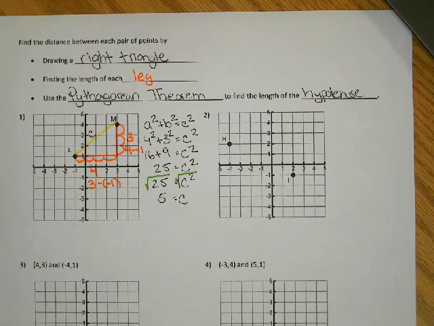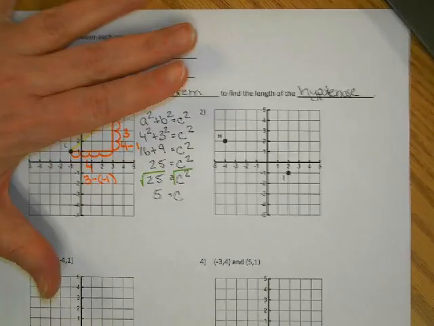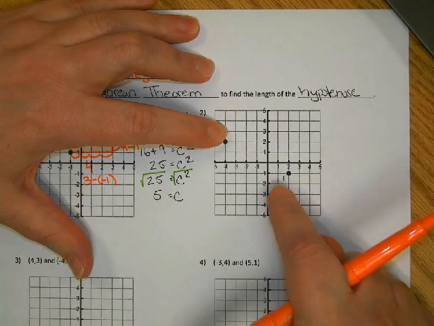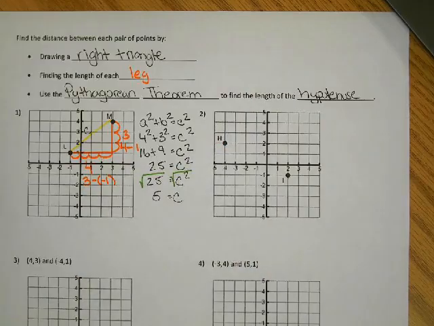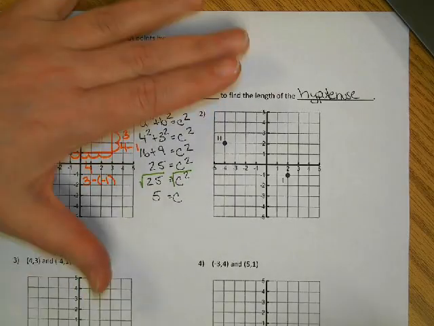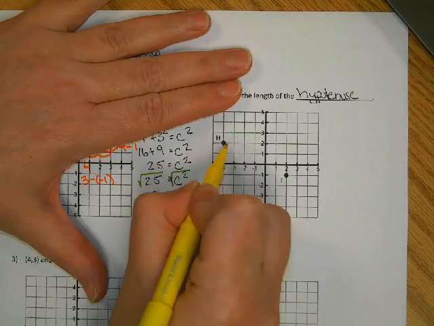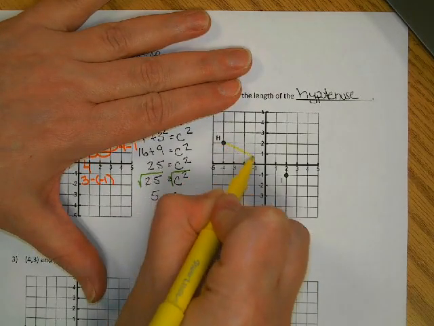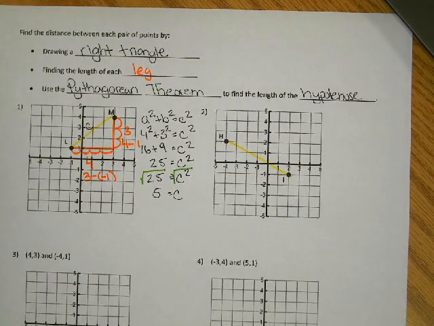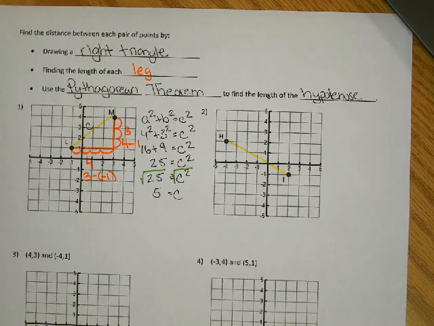All right, so I saw a couple of different things. I saw some of you making your triangle on the top and some of you making your triangle on the bottom. Does it actually matter? No. So we're looking for the distance between H and I. Right?